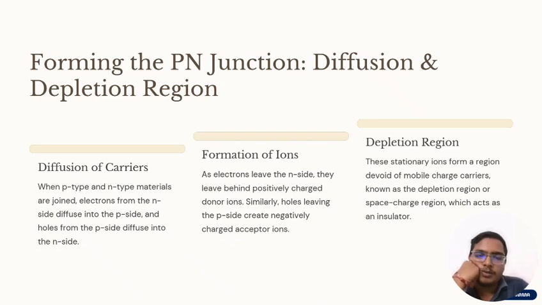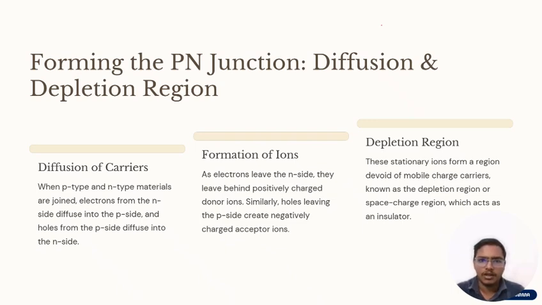Next, the forming of the p-n junction, and the diffusion and depletion region. In a p-n junction diode, there is a depletion region. Here, the diffusion of carriers: when p-type and n-type materials are joined, electrons from the n-type diffuse into the p side, and holes from the p side diffuse to the n side. When the p-n junction diode is connected to a battery, holes move towards the electrons and electrons move towards the holes.